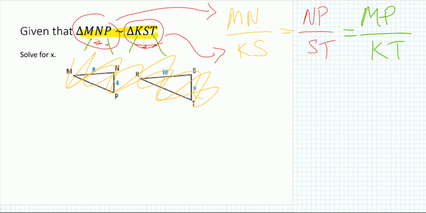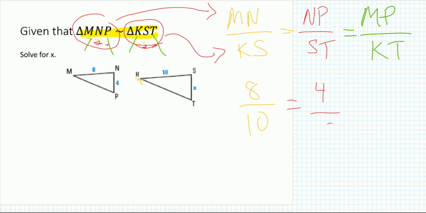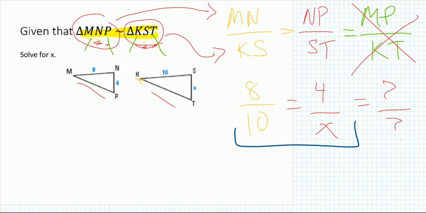Now we can come back to our problem. Solve for X. So I'm just going to be substituting information in there. MN is equal to 8. I'm just going to call that a K. KS is equal to 10. We know that NP is equal to 4. ST is equal to X. And then the other ones, if you notice, there's no information whatsoever, so it's not helpful for me at all because it's just going to be question marks anyway. And so these are the fractions I'm going to use.